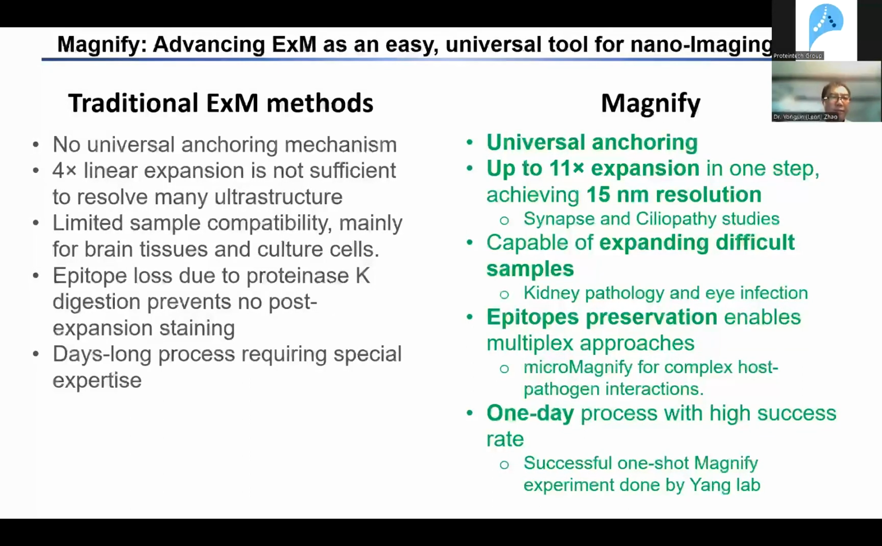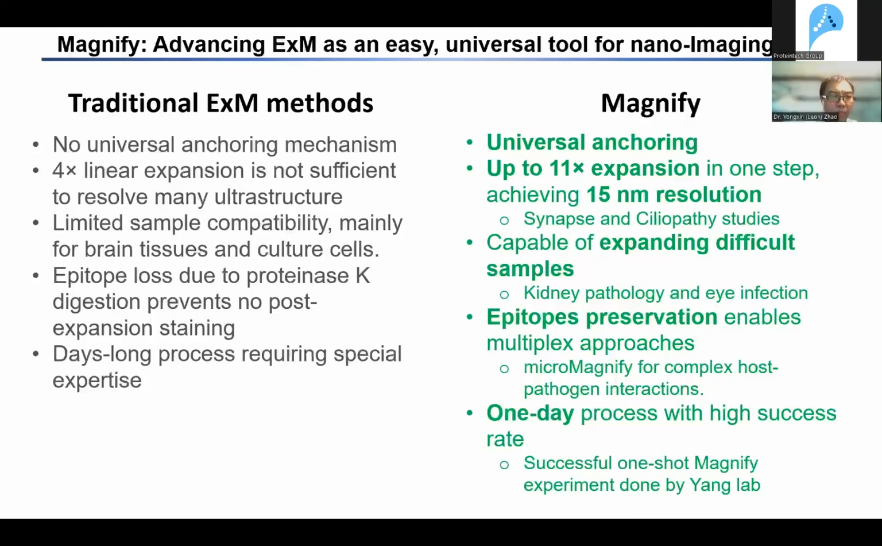Even though there are many different types of expansion methods, the majority of them still expand only 4 times, which is not quite sufficient because it only provides about 17 nanometers resolution, depending on what kind of objective you use. That cannot resolve many useful ultrastructures, for example, the synapse ultrastructure.